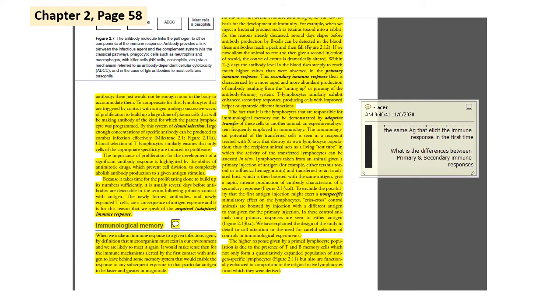Now, we mentioned immunological memory and how it is important in subsequent exposure to the same antigen. You can find details about primary and secondary immune responses in the immune response lecture for undergraduate students.